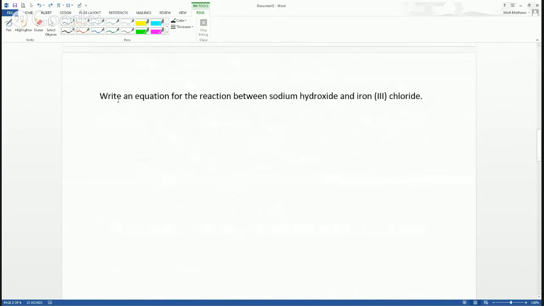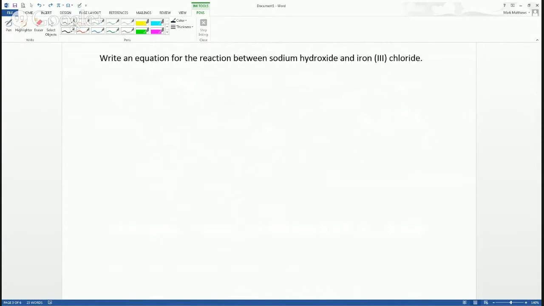So let's look at another example. Let's look at the reaction between sodium hydroxide and iron 3 chloride. So in this example, we're given the names. So we were taught how to come up with the formulas in an earlier chapter.